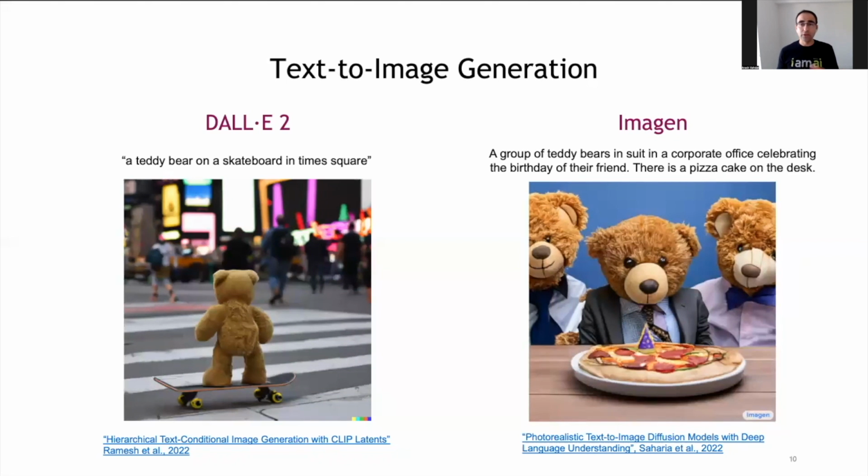On the left side, you can see, for example, DALL-E 2, built by OpenAI, can create this image of a teddy bear skateboarding in Times Square. And on the right side, you can see Imagen can generate images of multiple teddy bears celebrating their colleague's birthday while sitting behind a cake that looks like pizza. This is impressive. These models can generate very high quality, diverse images, and they only take text as input.